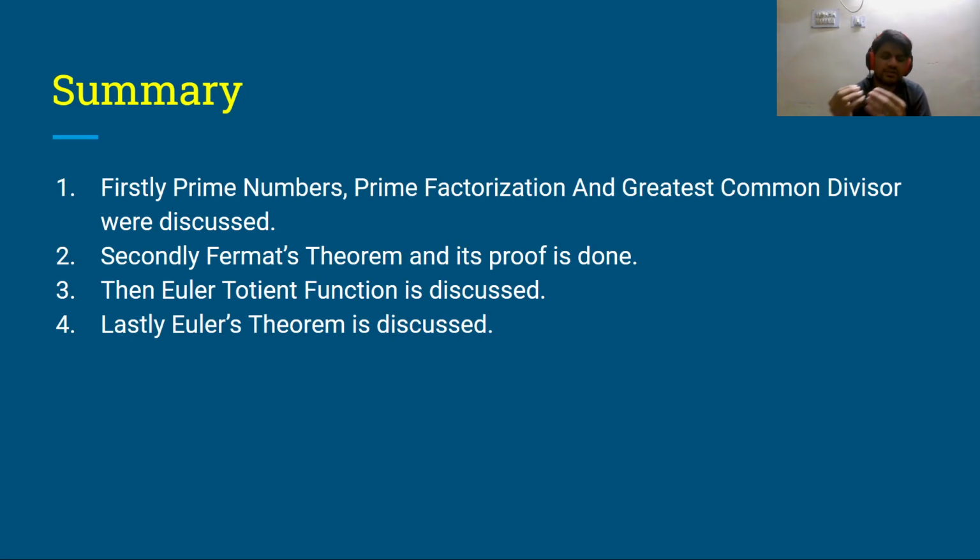In summary, firstly prime numbers, prime factorization and greatest common divisor were discussed. Secondly, Fermat's theorem and its proof were done. Then Euler's totient function is discussed, and lastly Euler's theorem is discussed.